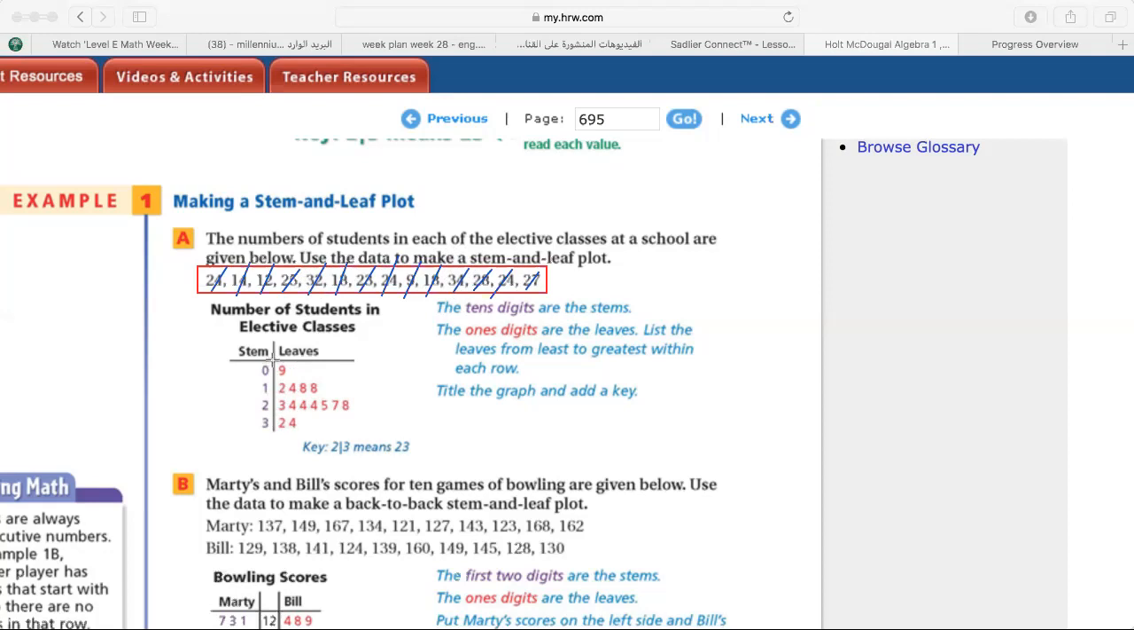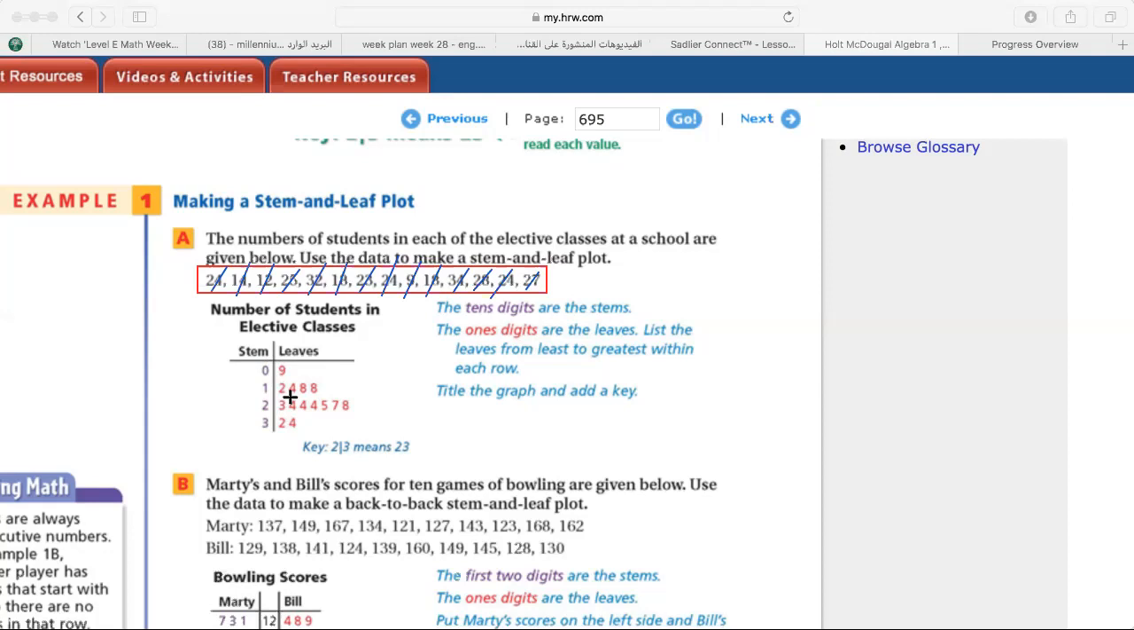So it is so easy if you have 2-digit numbers. You're going to put the ones digit under the leaves and the tens digit under the stem. And it is so easy to collect all the numbers then.